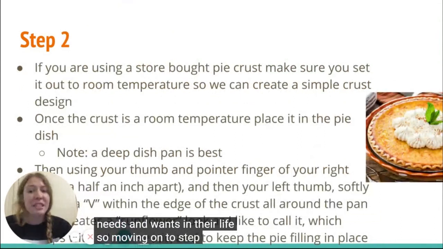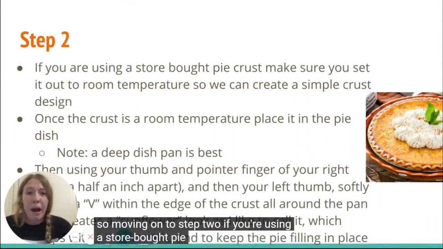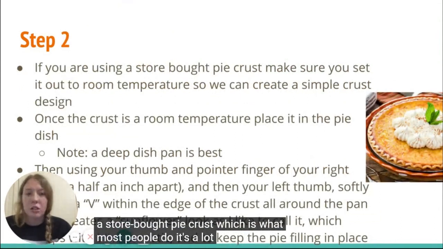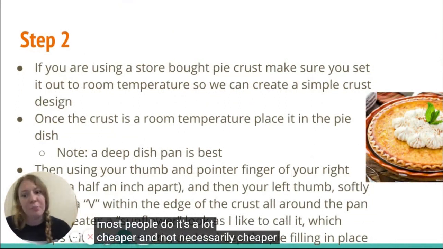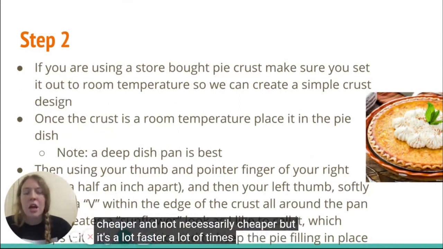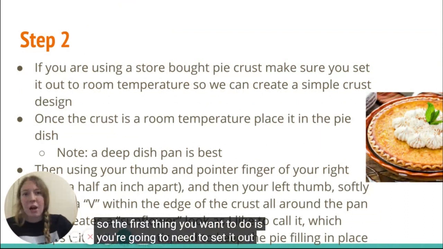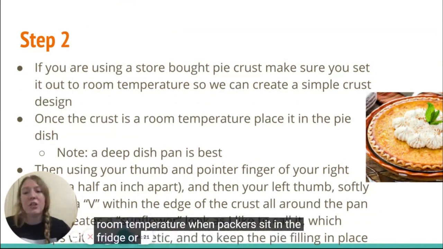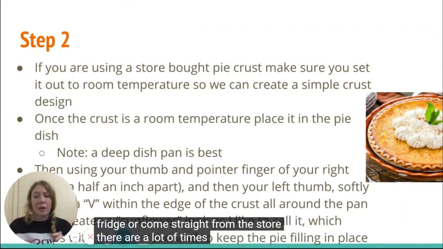So, moving on to step 2. If you're using a store-bought pie crust, which is what most people do, it's a lot cheaper, and not necessarily cheaper, but it's a lot faster a lot of times. So the first thing you want to do is you're going to need to set it at a room temperature. When pie crusts sit in the fridge or come straight from the store, they're a lot of times hard.